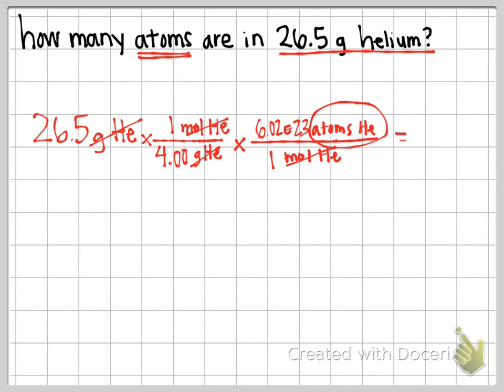Okay, so now your moles will cancel out, your final answer will be in atoms, and that's what it's asking for. So you take your top numbers, multiply your top numbers, and then you divide it by your bottom numbers. And so I'm going to take 26.5 times 6.02 E23 divided by the bottom numbers, divided by 4 times 1, which is 4, divided by 4. My calculator just gave me 3.988 E24.